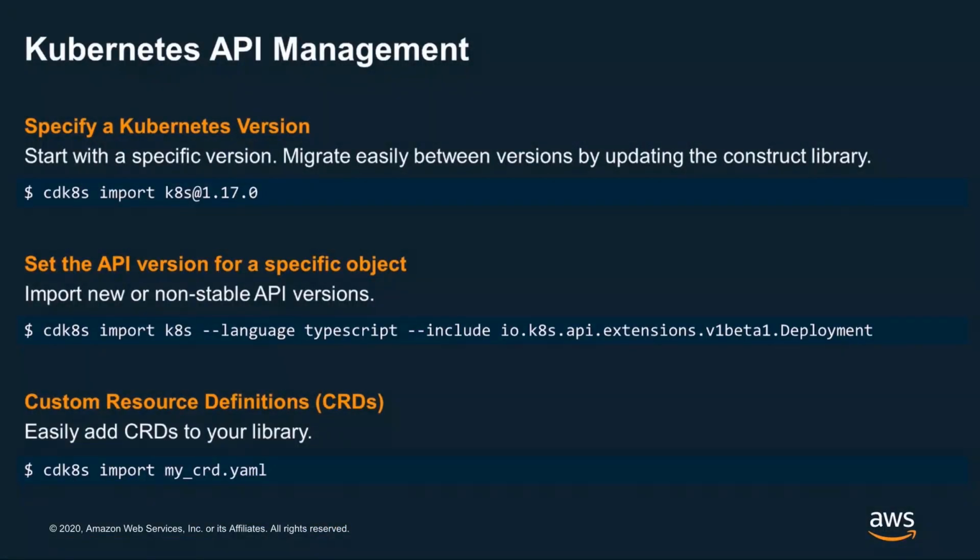We are nearing the close of this tech talk, but before we do that, a few features around importing specific Kubernetes versions into CDKs. That's the command that you'd use, cdk8s import and the Kubernetes version you're interested in, or setting an API version for a specific object, or using custom resource definitions. So you can easily add CRDs to your library which are outside of Kubernetes. Custom CRDs, you can add those to CDKs as well.